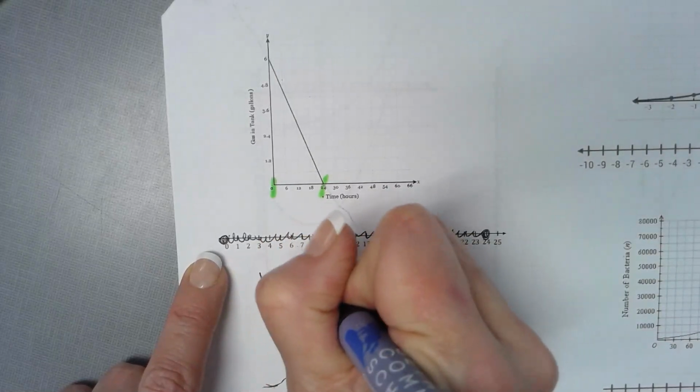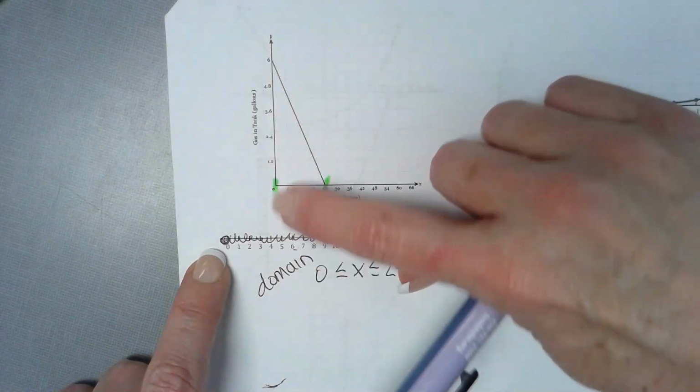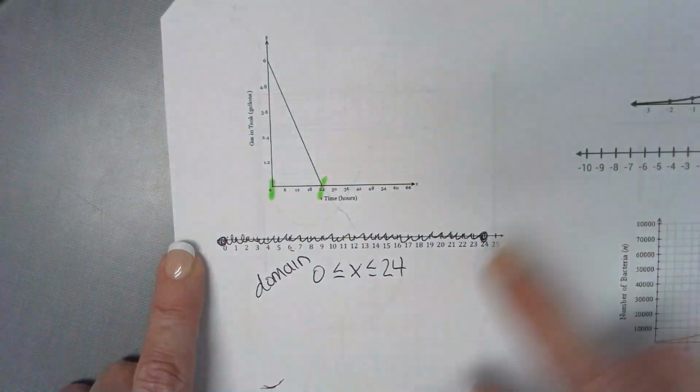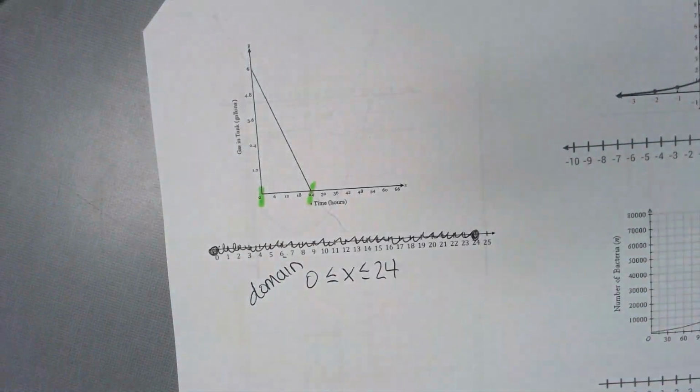That is your domain. And yes, I'm going to use equal to bars because it touches right there and it touches right there. So that is my domain. These are all the X values contained on that line. Remember, domain is the X values. Okay? All right?